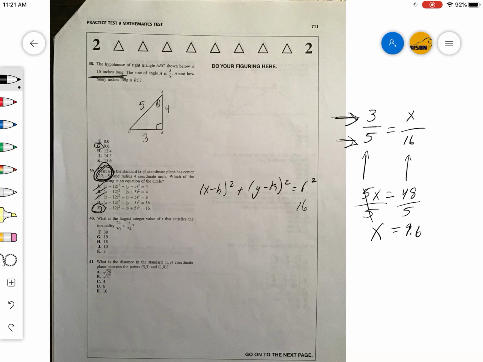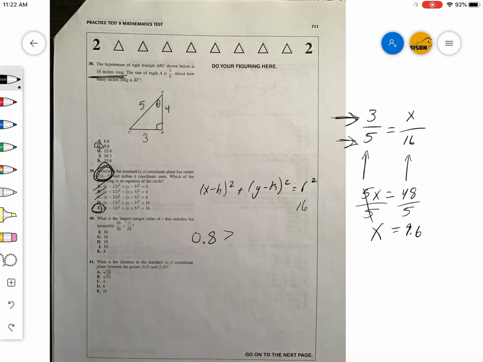Number 40, what's the largest integer value t that satisfies the inequality? Okay, so we can just try our answer choices on this one. That is probably our best option. I'm going to figure out what 24 over 30 is as a decimal. It's 0.8. So this thing really is 0.8, greater than something. So I've got to look for something divided by 24 that is smaller than 0.8. So I'm going to try 30. 30 divided by 24, that's 1.25.